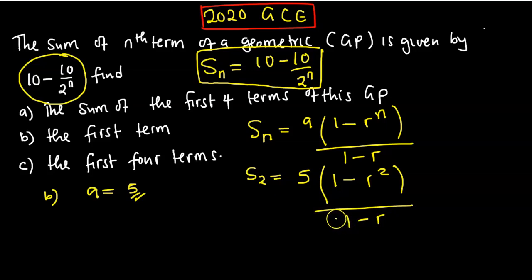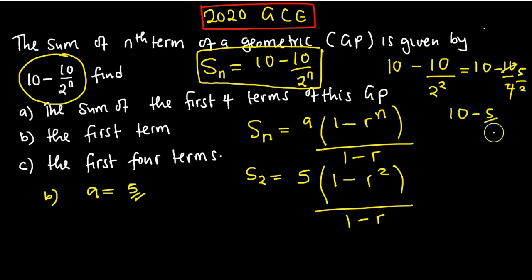So now, at this point, what are we going to do? Now, look at this. The sum of two terms, if we go to this one, we put a 2 here. It's going to be 10 minus, that is 10. Then here we put a 2. So this one is going to give us 10 minus 10 divided by what? Divided by 4. So this is just the same as 5 over 2. Okay, so 10 minus 5 over 2.